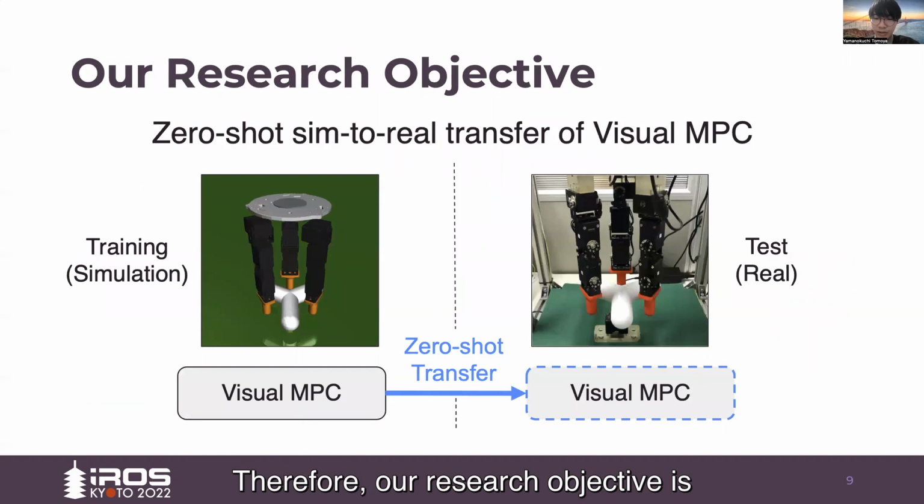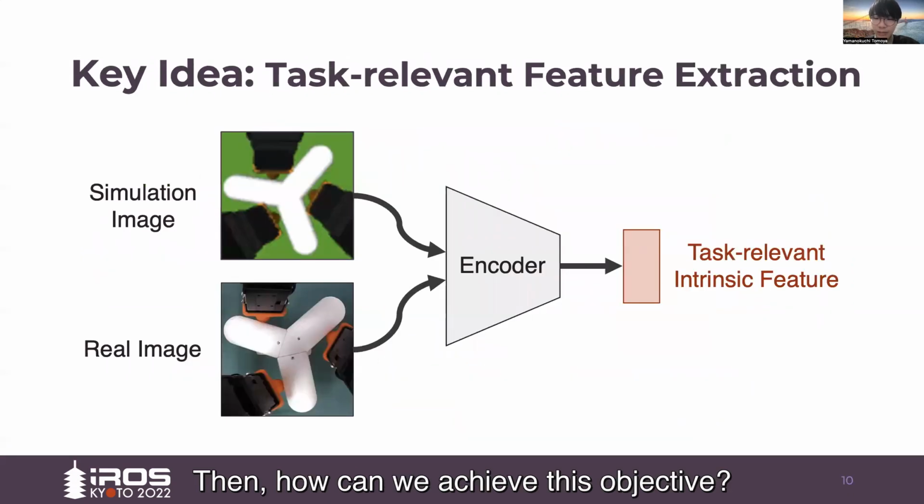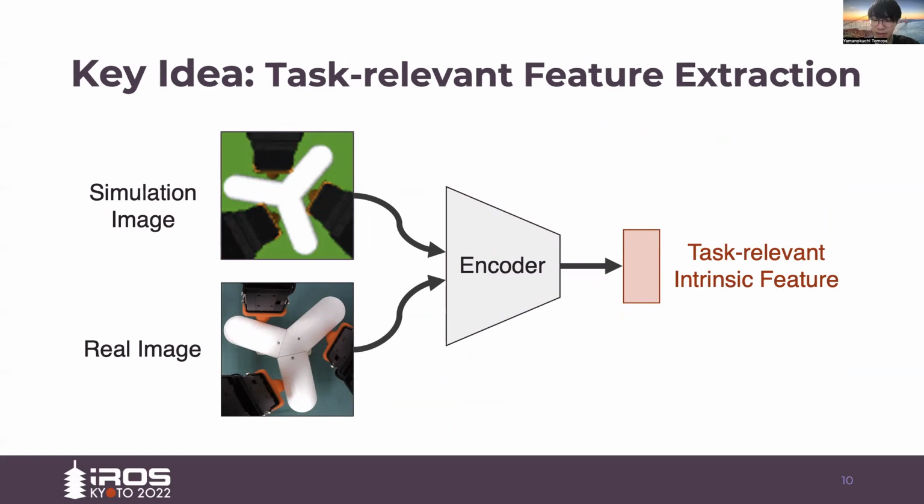Therefore, our research objective is zero-shot sim-to-real transfer of Visual MPC, which means that our model is fully trained on simulation and then transferred to the real world. Then how can we achieve this objective? Our key idea is extraction of task-relevant intrinsic features.